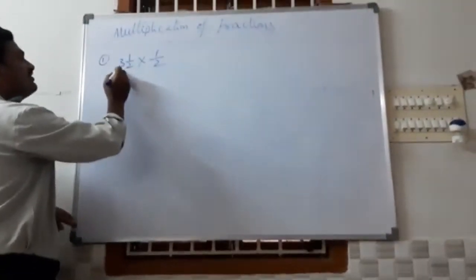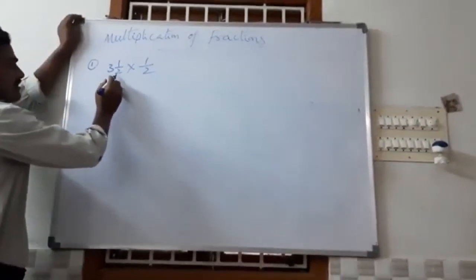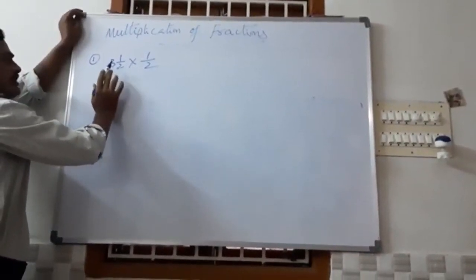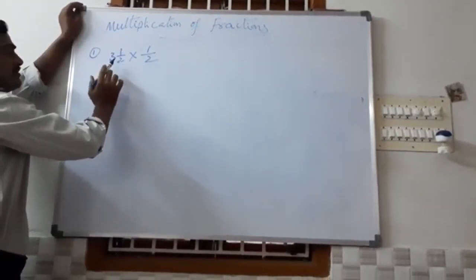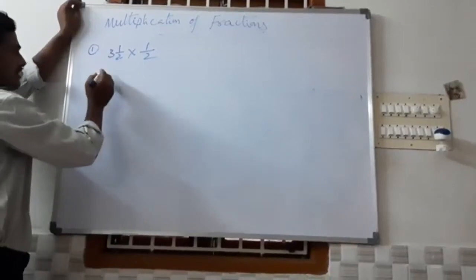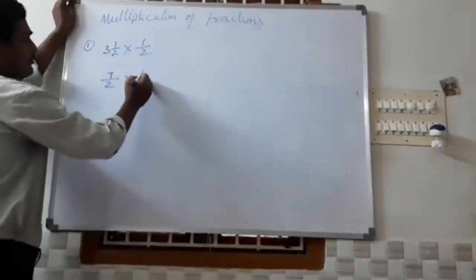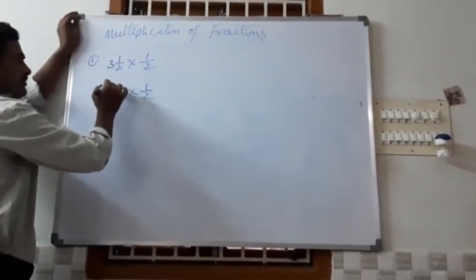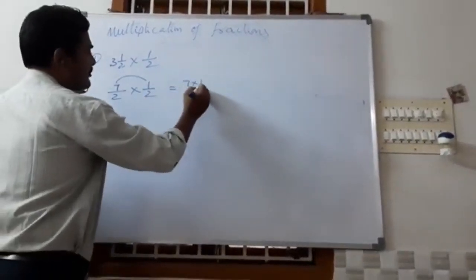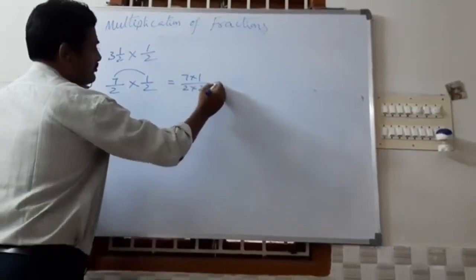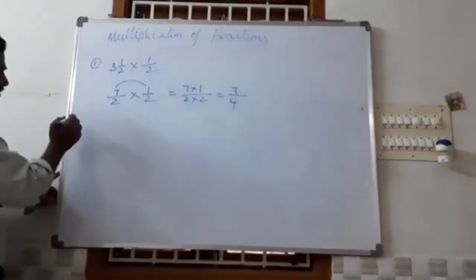Now this mixed fraction is converted into an improper fraction. Yesterday I discussed the formula. What is the formula for this? Whole number into denominator plus numerator, by denominator. That means 3 into 2: 2 threes are 6, 6 plus 1 is 7 by 2 into 1 by 2. Now, after that, we multiply numerators 7 into 1 by denominators 2 into 2. That means 7 by 4. Like this we multiply.